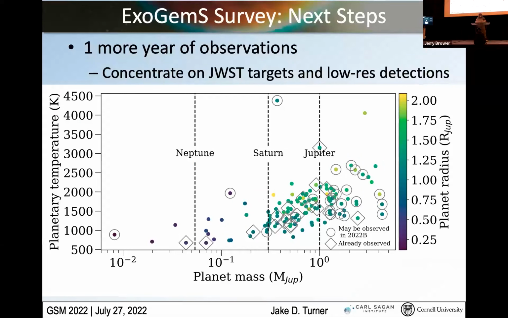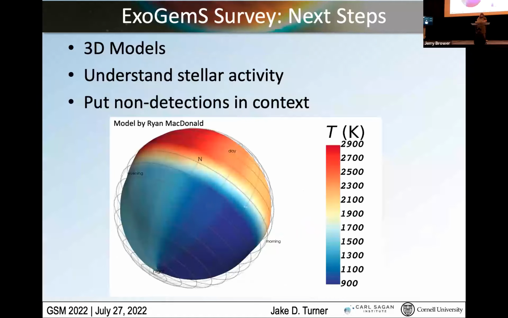So, on the next steps of our observations, we have 1 more year of observations left, and we're going to concentrate on targets that are observed by JWST, either currently or planned in the future, as well as other previously detected planets. We show here some of the possible targets we can observe in the next semester. We're trying to open up the parameter space, go to smaller planets, higher planets, et cetera, et cetera. As well, we're going to try to produce some more 3D models to compare to our data.